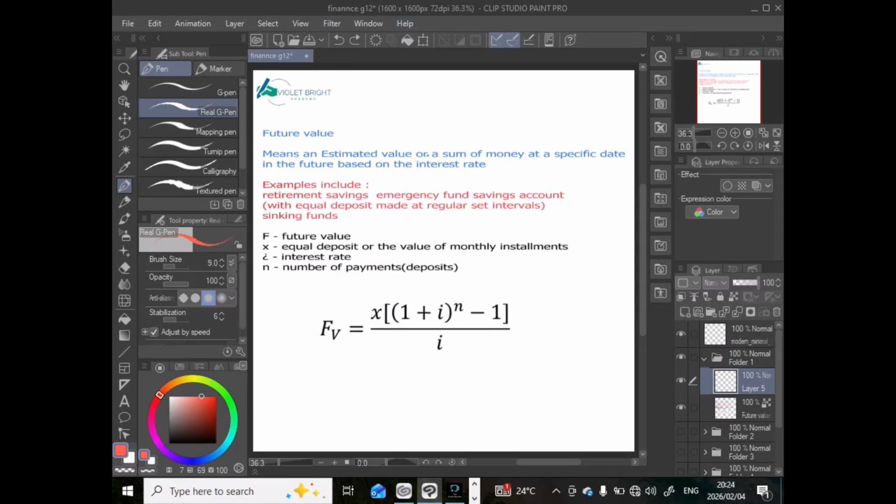Now, future value, what is the meaning of future value? Like I said before, it means an estimated value or sum of money at a specific date in the future based on an interest rate. Examples include retirement savings, like I said, basically pension fund contribution. It's also an example of retirement saving. Emergency fund saving account. Basically these are just examples. I chose only 3, but there are more examples.